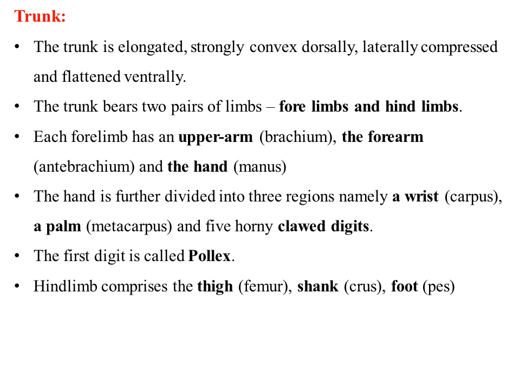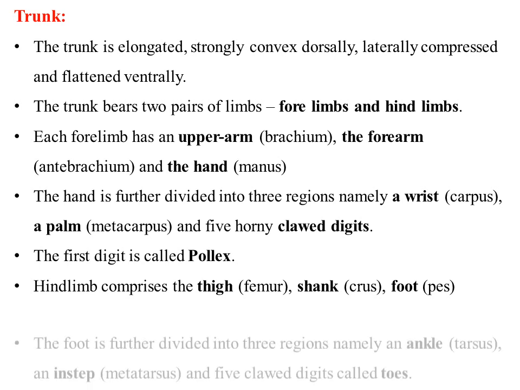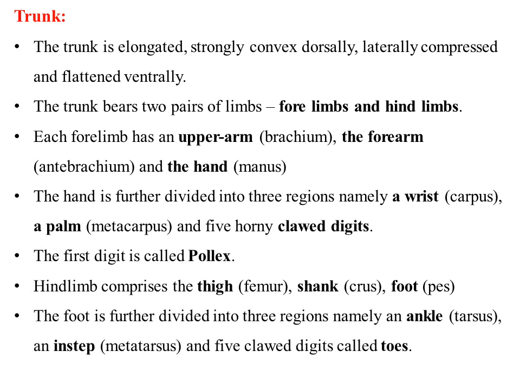Then, like the forelimbs, the hind limbs also have three main regions: the thigh, shank, and the foot. The thigh is also called the femur, the shank is also called the crus, and the foot is called the pes. The foot region is further divisible into three main regions, namely ankle, instep, and the toes. The ankle is also called the tarsus, and the instep, that is metatarsus, and the toes. In the toes, there are five digits which are clawed.